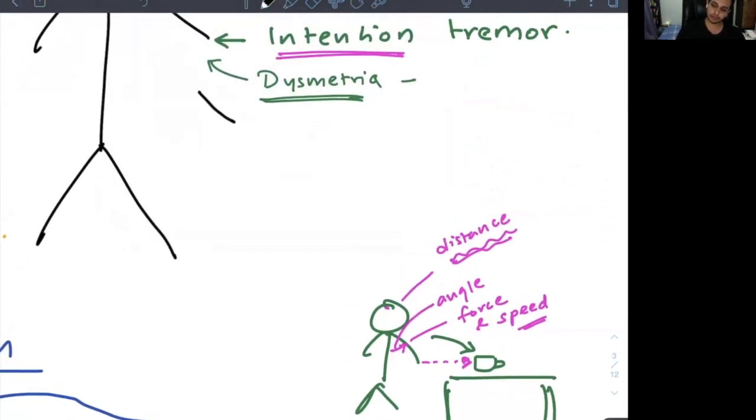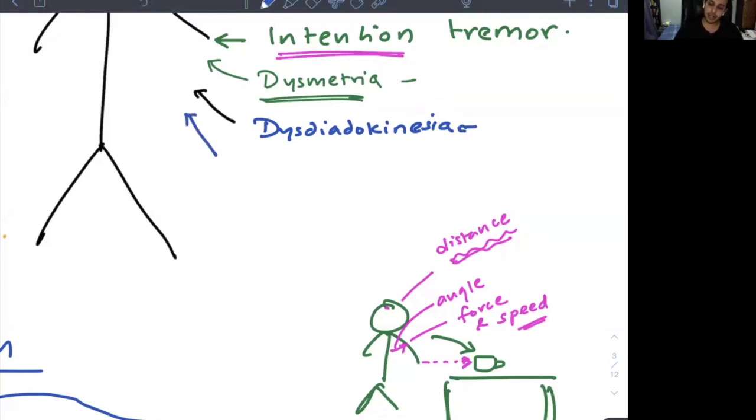Next is dysdiadokinesia. So what does this mean? Dysdiadokinesia is when you cannot do rapid alternating movements. So if you want to, say, take a chapati and put it on the other side and then put it back and then on the other side, that alternating movement requires your cerebellum to function properly. So in a case of cerebellar dysfunction, you are unable to do alternating movements. So that is called dysdiadokinesia.